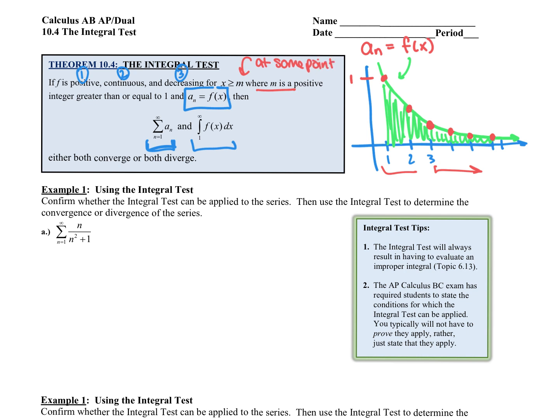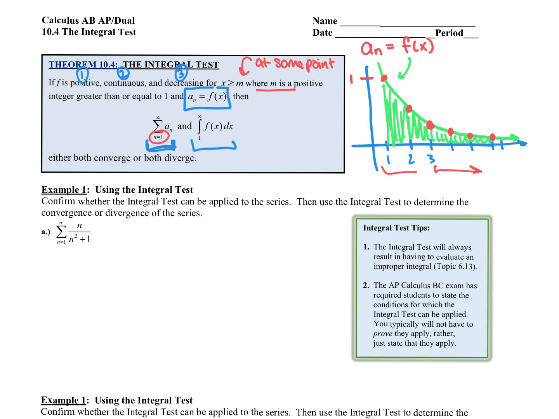We don't really care what happens with the first couple terms when we're adding it up, but from some point on. So if you start at 1 and go to infinity, let's say the continuous, decreasing and positive thing doesn't happen until 5, that's fine. We'll go from 5 to infinity. If that converges, then add a couple more terms at the beginning, and it will still converge or diverge.